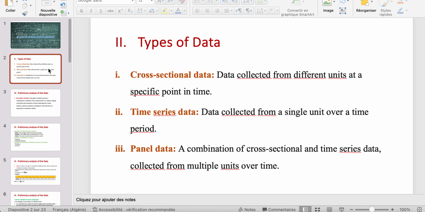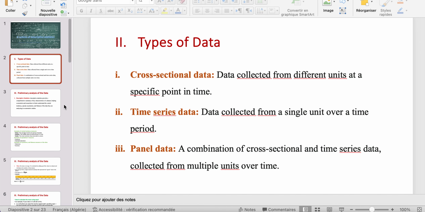There are three types of data. The first one is cross-sectional data. The cross-sectional data is the data collected from different units at a specific point in time. I mean, in this type, we fix the time, and we observe different units. For example, we can observe the inflation rate as a variable for different countries at a specific point in time, for example 2000.